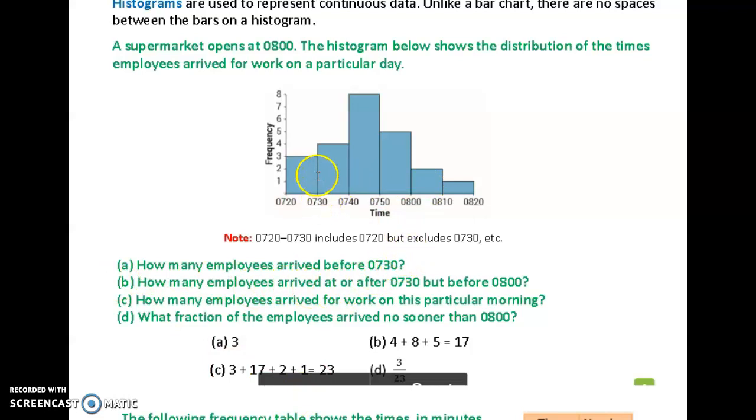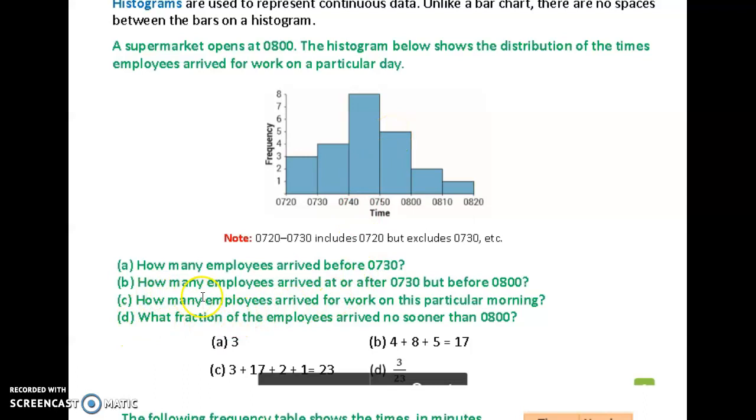So how many employees arrived before 7:30? Well, that's easy enough. Before 7:30 there were 3 employees. How many employees arrived at or after 7:30 but before 8? That means the people here and here and here. So that's 4 and 8 is 12, 12 and 5 is 17.